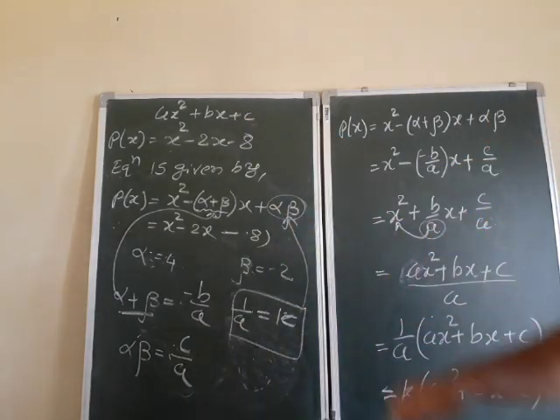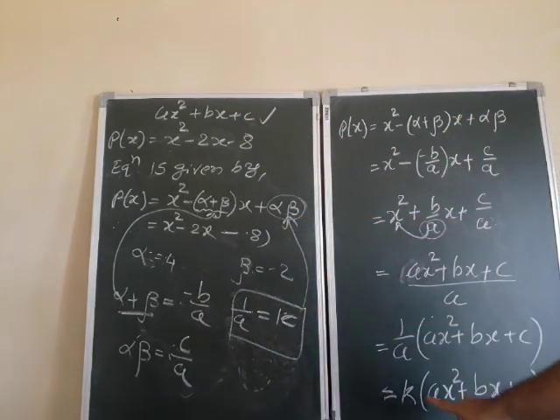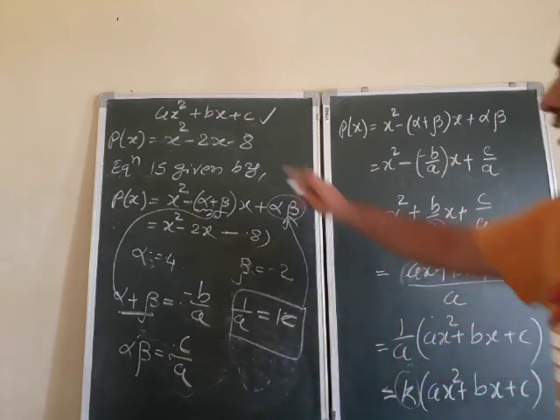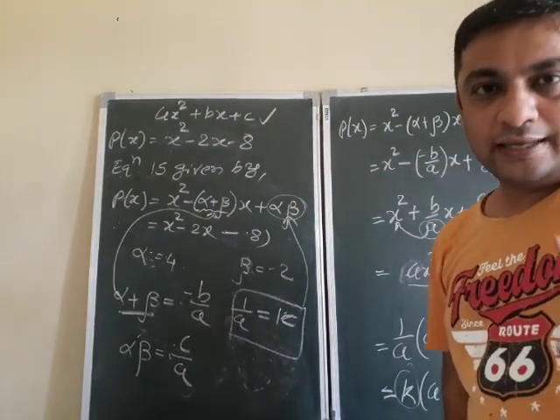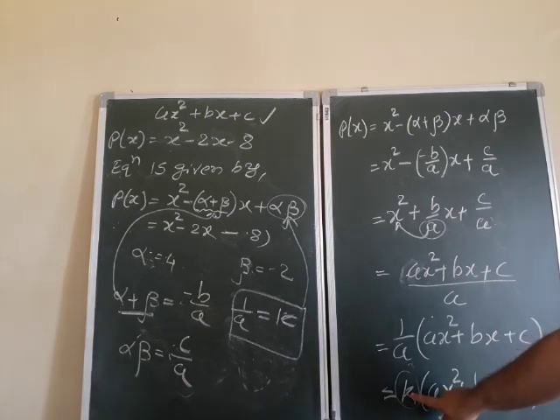Now students are arguing, sir, here the polynomial is ax square plus bx plus c, and here you say it is k in bracket ax square plus bx plus c. Why is this k here and here it is not a k? So see, let me explain. Sometimes this k is equal to 1. So in case this k is equal to 1, your polynomial is expressed by ax square plus bx plus c.